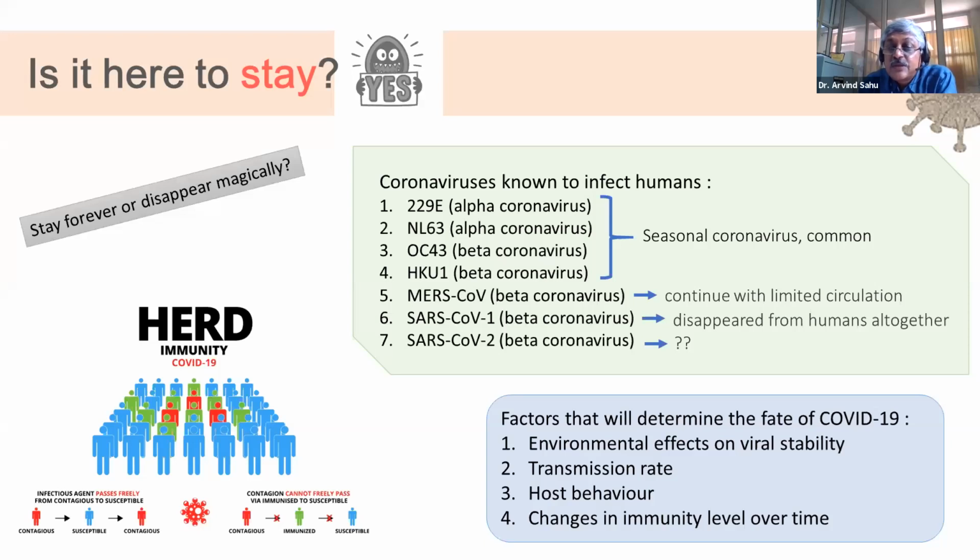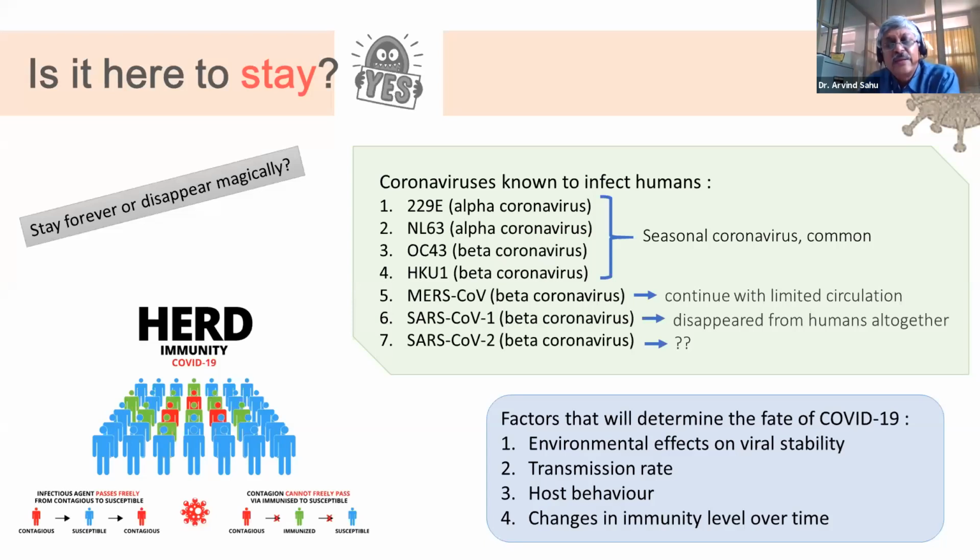How stable? This looks pretty stable. Transmission rate, this is very high again in this case. Host behavior, how do we behave? How do we try and contain this virus? What precautions we are taking will determine a lot on this. And changes in the immunity level over time, either by herd immunity or more importantly by vaccination. And that's what is going to decide how long this is going to stay.